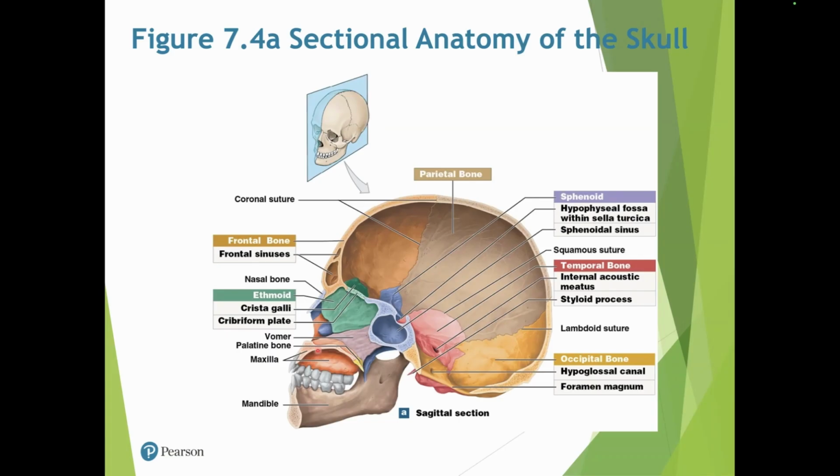Okay. So basically, sometimes they call it the palatine process of the maxilla bone. So you will see it said both ways. All right. So we have the sutures that you can see.